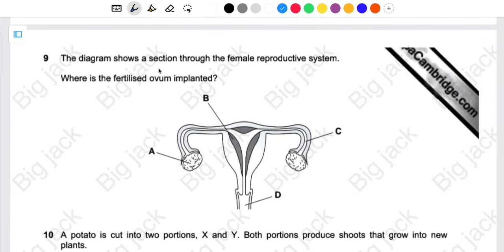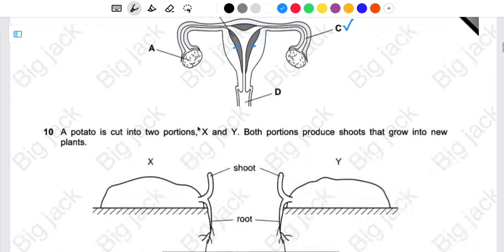Then the diagram shows a section through the female reproductive system. It is not saying where fertilization occurs, it is saying where the fertilized ovum is implanted. So this is where fertilization occurs, but where is the fertilized ovum implanted? It is implanted in the uterus. So the answer is going to be B.